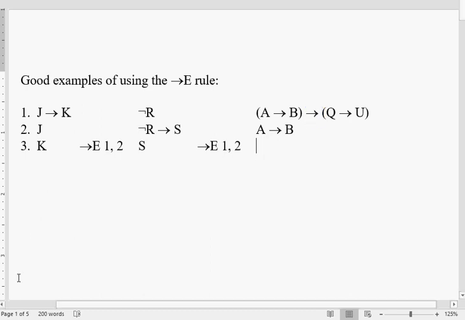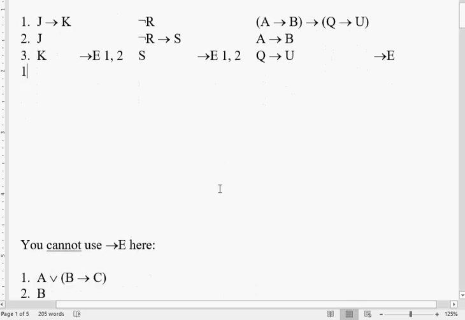So the top line there says, if it's the case that if A then B, then it's true that if Q then U, and if on another line I have if A then B, then I could write down Q then U, and I could justify that by saying it's a conditional elimination from, I guess, 1 and 2. Okay, so those are some good examples.